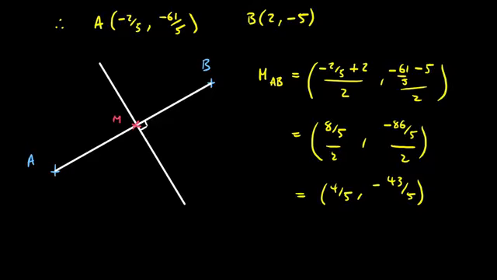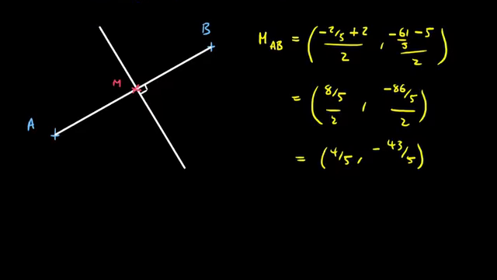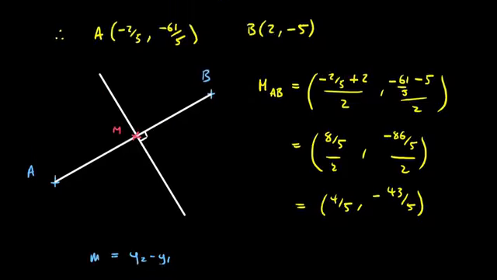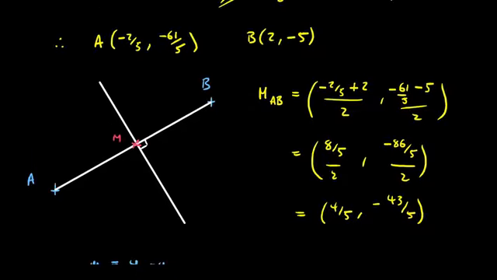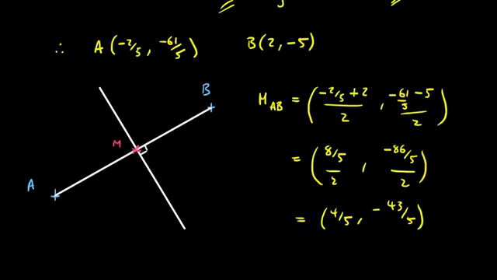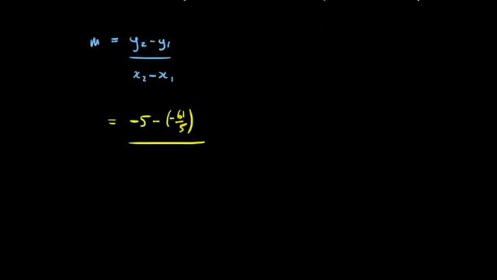Well, we do y2 minus y1 divided by x2 minus x1. So let me just write down that formula. Gradient is equal to y2 minus y1 over x2 minus x1. So we're going to do minus 5 minus 61 upon 5, divided by our x2 minus x1, which is 2 minus 2/5.